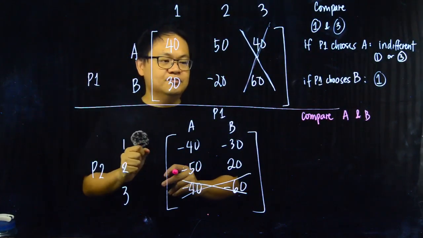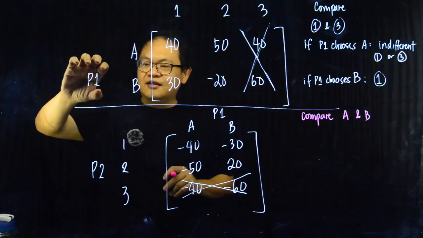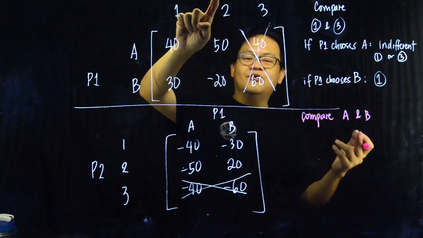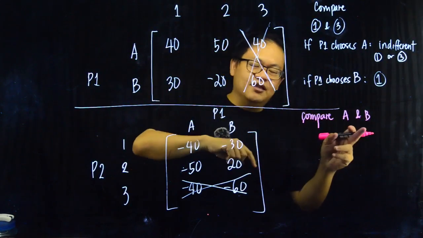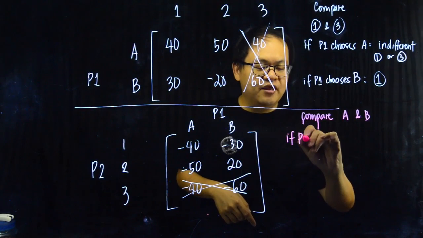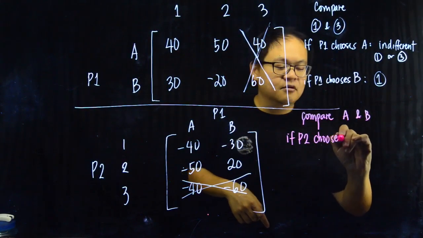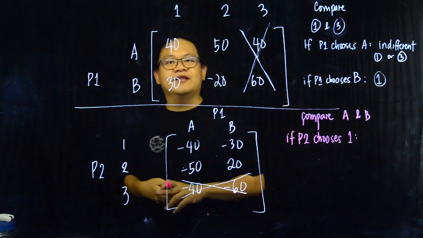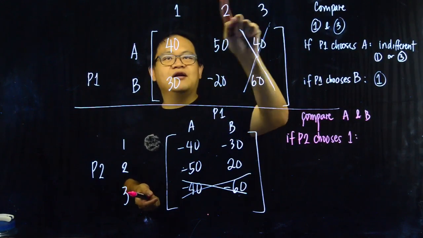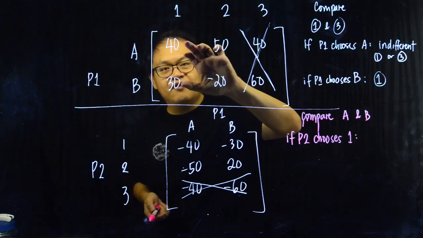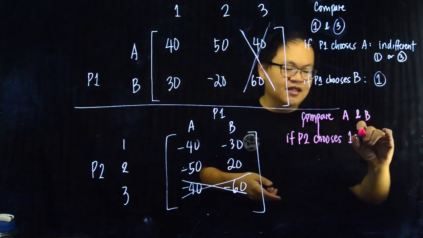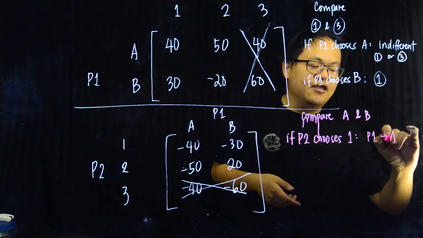These two strategies are strategies of player 1. So, who is the opponent? The opponent is player 2. So, whatever the opponent does, one should be better than the other. Let's see. If player 2 chooses 1, what will happen? If you're comparing strategy A and B, and player 2 chooses 1, you actually have a choice between gaining 40 or gaining 30. And I think it's very obvious that player 1 will do A.